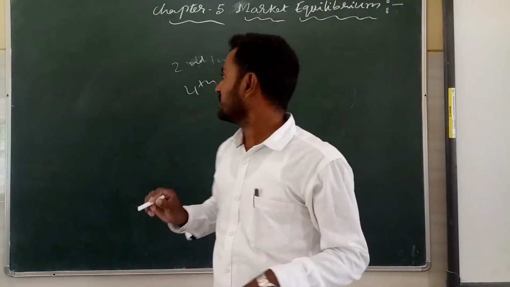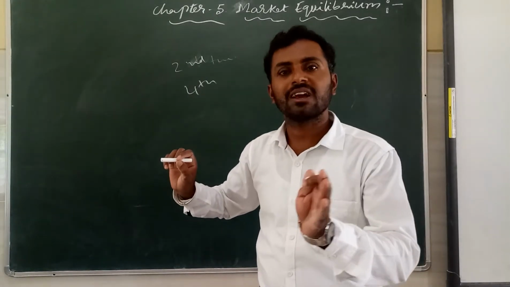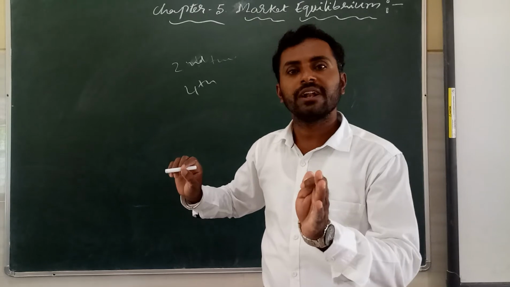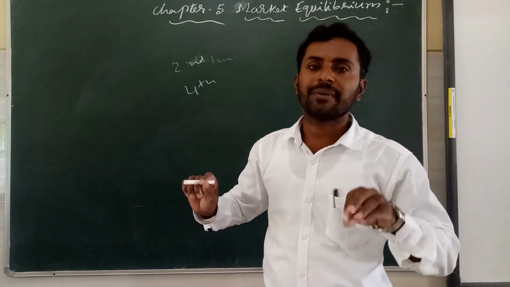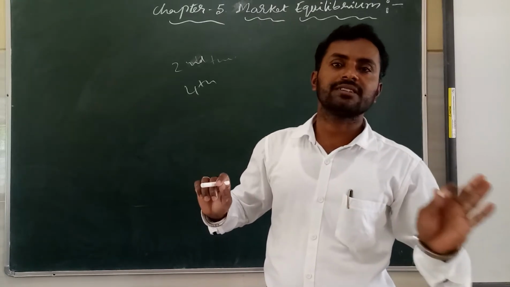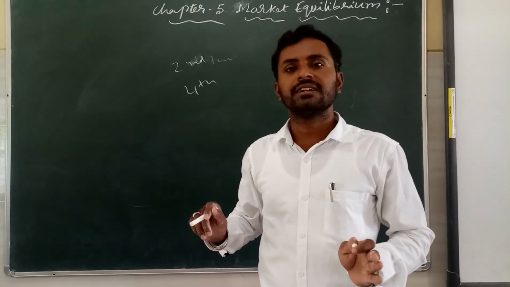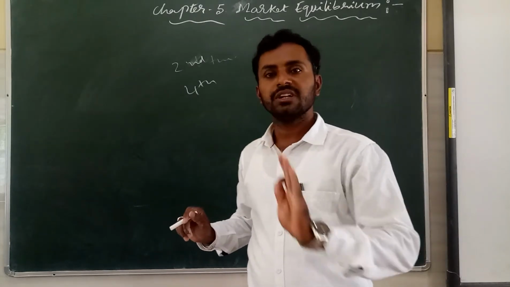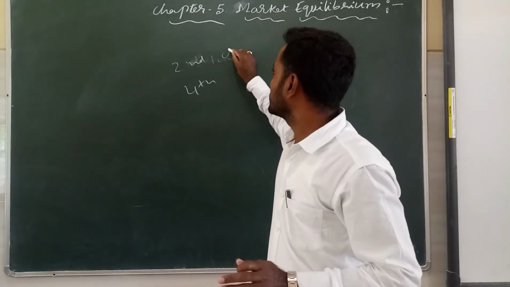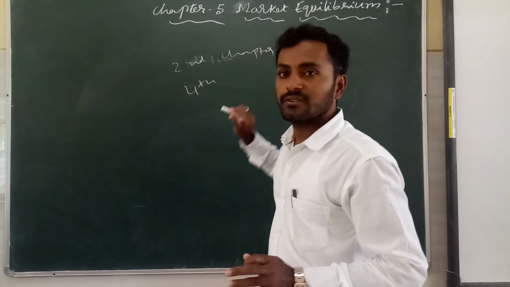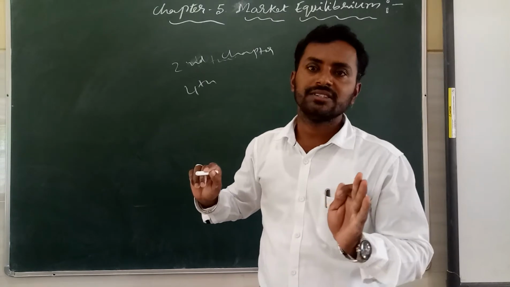In the second chapter of theory of consumer behavior, what we have discussed is the individual demand curve. What does the individual demand curve tell? The quantity a consumer is willing to buy and able to purchase at a particular price. Then the market demand curve, the sum of individual demand curves, is called the market demand curve. That is the theory of consumer behavior we discussed in the second chapter.